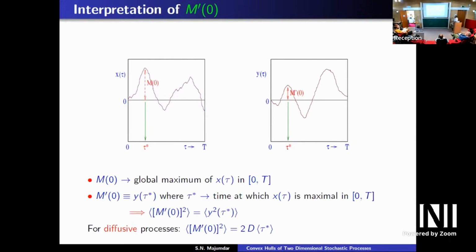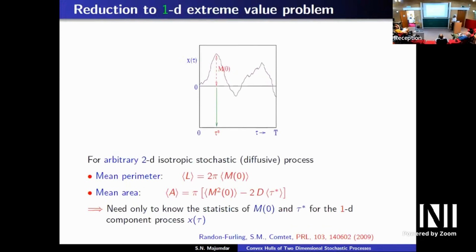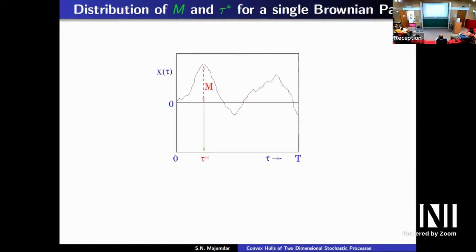So it reduces, for any isotropic stochastic process like the diffusive case. If it's not diffusive, the calculation is a little more complicated. But for a diffusive process, the mean perimeter is just 2 pi times the expected maximum of your one-dimensional Brownian motion, and the mean area is just the second moment minus 2D times the expected time at which the maximum occurs within any window of size t. This is a very nice result, so let me see what this general formula gives for different cases. Let's think of a single Brownian path first. What I need is the joint statistics of the maximum of the one-dimensional Brownian motion and the time at which the maximum occurs.